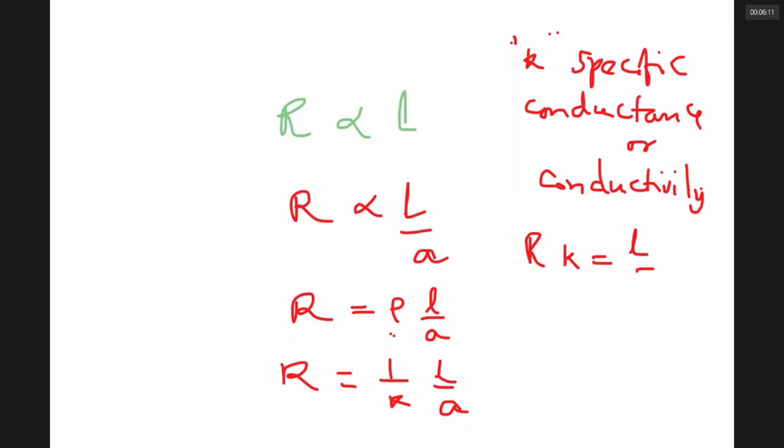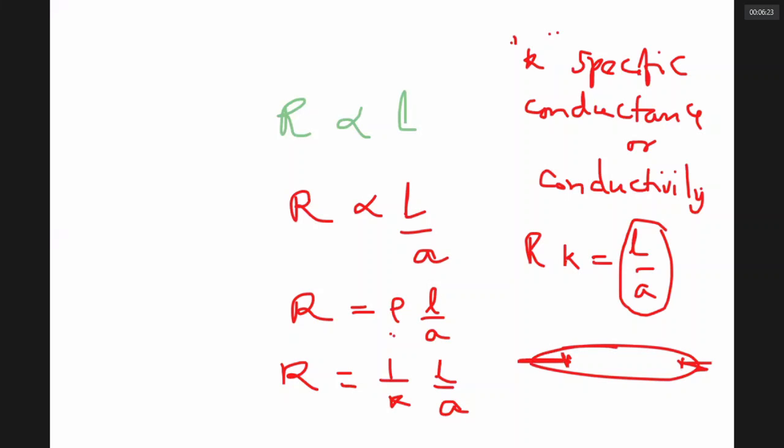Can you see it, sir? Yes, sir. This L by A is fixed for a given cell. If you are taking any cell, the length of the electrode and the cross-sectional area of the electrode will remain the same, whatever the liquid you take inside. Yes or no? Yes, sir. Because it is constant for a given cell, I call L by A the cell constant.